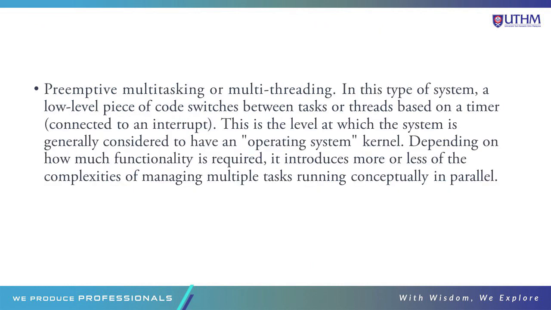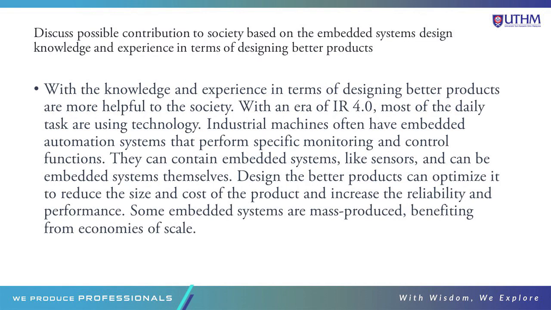Lastly is preemptive multitasking or multithreading. In this type of system, a low-level piece of code switches between tasks or threads based on a timer. This is the level at which the system is generally considered to have an operating system kernel. Depending on how much functionality is required, it introduces more or less of the complexities of managing multiple tasks running conceptually in parallel.